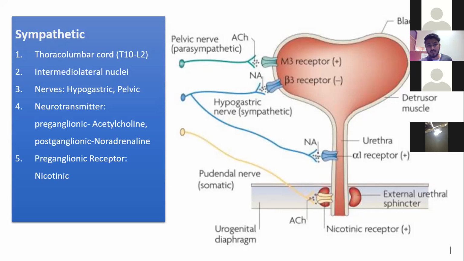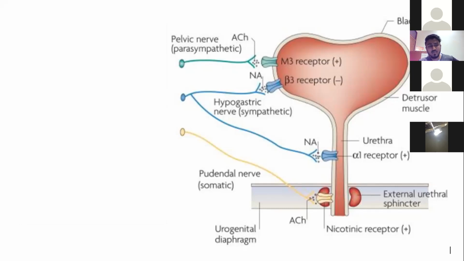Postganglionic is adrenergic, so noradrenaline, and primarily the role was in keeping the tone of the outlet, where you see the urethra and the alpha-1 receptors. But later on it was found that beta-3 receptors have quite a role, and hence the role of beta-3 adrenergic agonists that we use, namely mirabegron. And the preganglionic receptors, as always, are nicotinic, and postganglionic, as we said, are adrenergic.